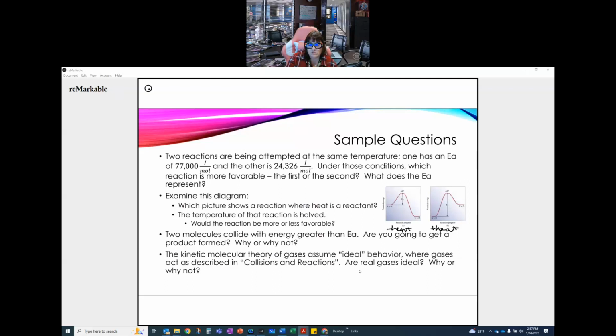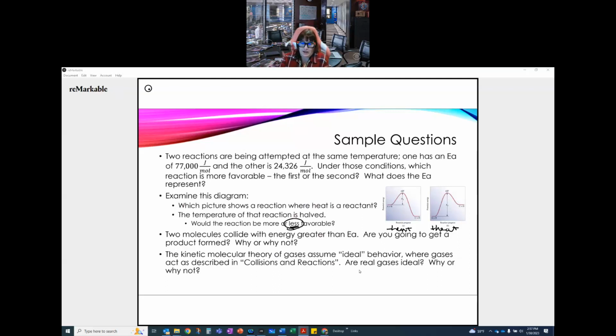The temperature of the reaction is halved. Will the reaction be more or less favorable? So if I cut the temperature in half, what's going to happen? More or less favorable? I would say less, because temperature is a dependence. We need to have more energy to be able to get this to go. So if this happens, I would say less favorable. Circle it and underline it and make sure whoever's grading it knows that that's what I'm looking for.